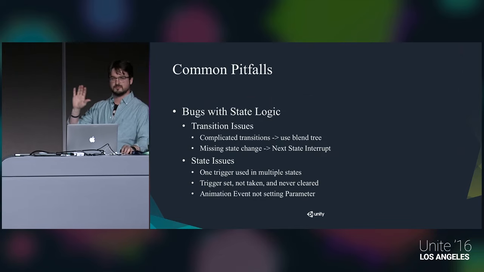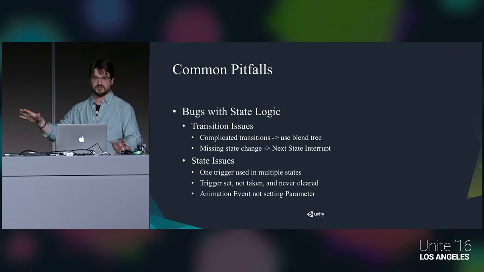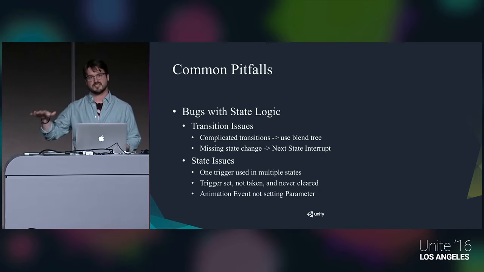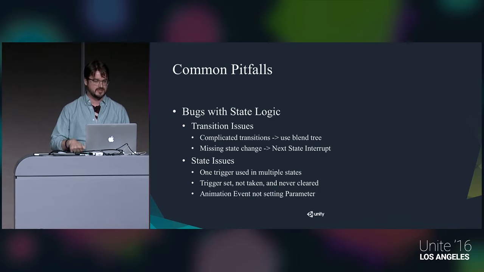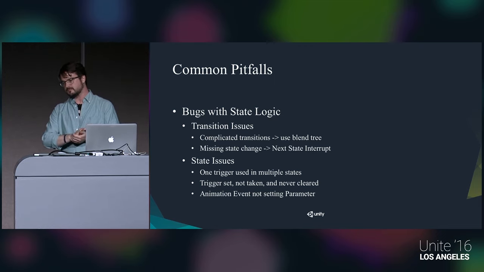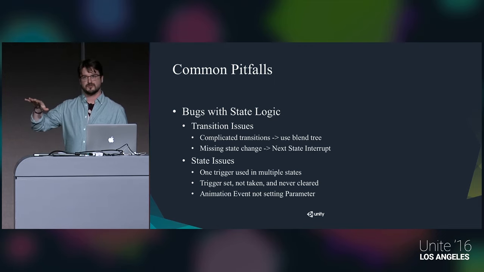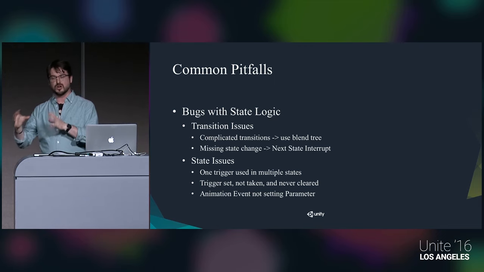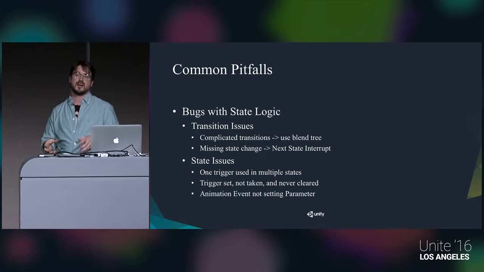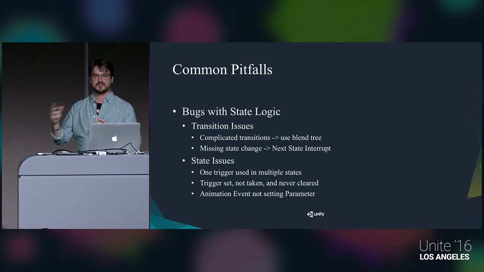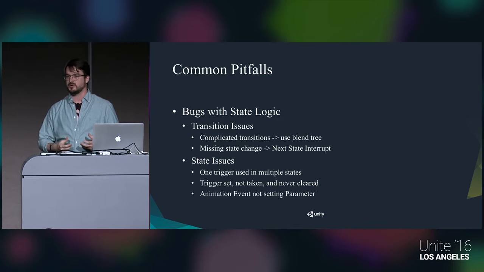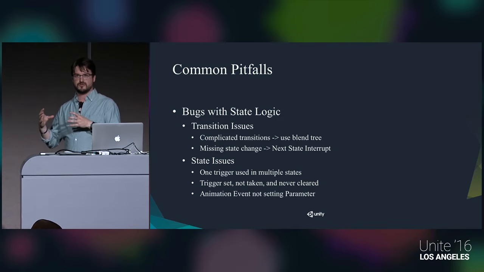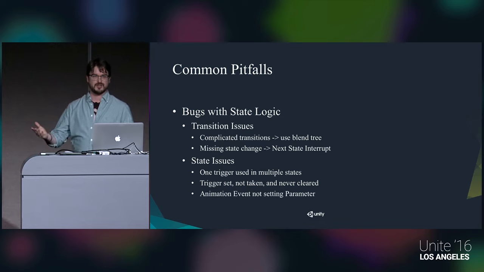So between Firewatch and ReCore and a bunch of my friends' Unity projects, I've seen a lot of the same sort of problems crop up over and over again in animation setups. If you find yourself with a chunk of your tree that has just become unmanageably complicated, you're having constant transitions, constant interruptions, it's very easy to lose what state you're supposed to be in, that chunk of your tree should probably be a blend tree.